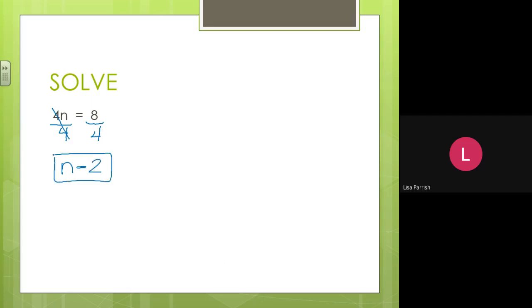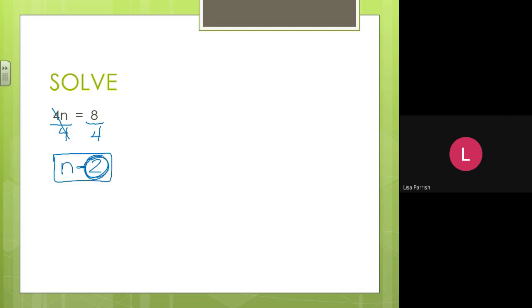Now, when you go to type your answer into the Google form, you're just going to type the number. We had a little confusion earlier this week with people typing different things in or typing the variable. You only have to put the number in. So if this was a problem on my homework, I would type 2 into the Google form.